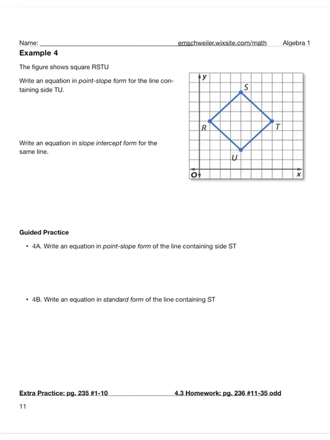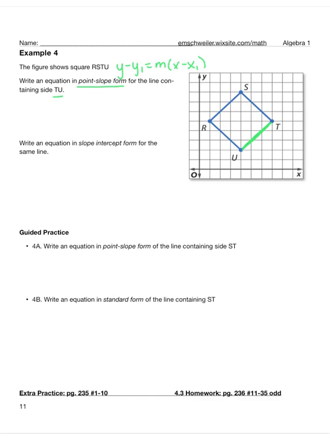All right, now for some application with these equations. It says that there's a figure shown called RSTU, so that is just how we name shapes, is by their endpoints letters. And it says to write an equation in point slope form. So that's the y minus y1 equals m times x minus x1 form. And it's for the line consisting of side TU. So that is this side right here.